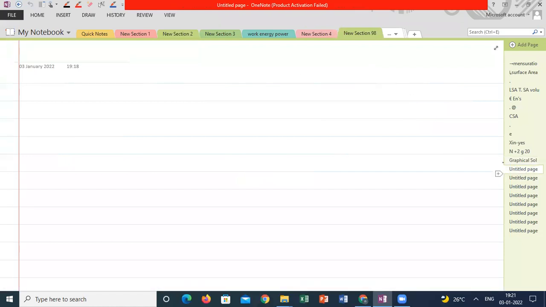What is the difference between the shaded region and the common shaded region? Suppose my equations are like this. What equations did I give? x plus y greater than or equal to 5 and x minus y less than or equal to 3. Both are inequalities, and the equality symbol is also there.